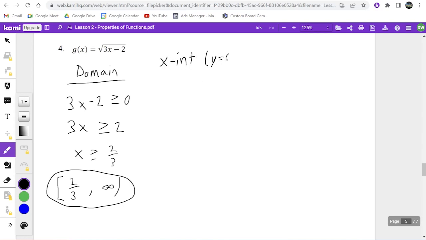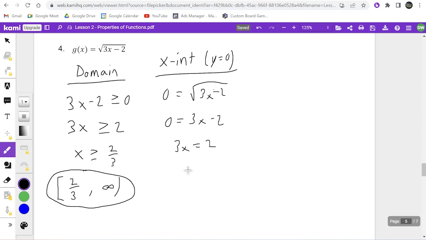x-intercept, that's where y equals 0. So if I set y equal to 0, I know it's g of x, but it's the same thing. 0 equals the square root of 3x minus 2. How do I solve for x? First step, square both sides. So 0 equals 3x minus 2. Add 2 to both sides, 3x equals 2. And then x equals 2/3.